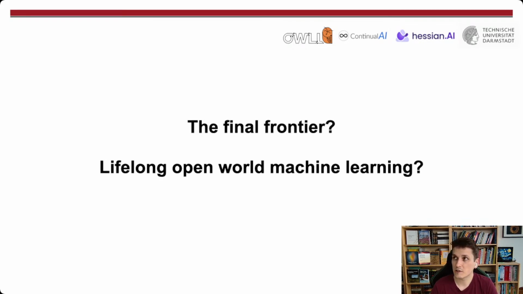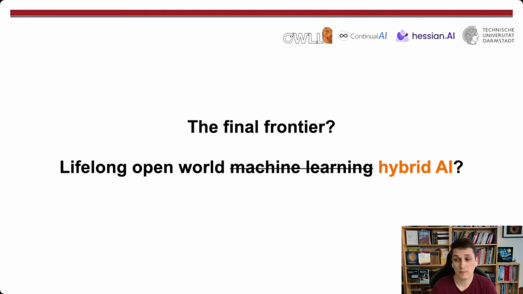So in that sense, I want to mention a final frontier and then just have a bunch of slides to explain why I would call this a final frontier, which is, in a sense, taking this course and almost doing a second version of it, but crossing out lifelong open world machine learning by replacing the machine learning part with maybe something that I'd refer to as hybrid AI or just AI in general.